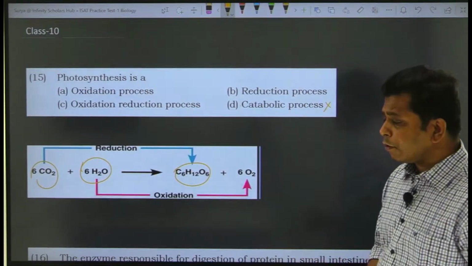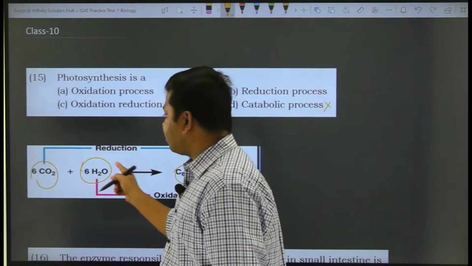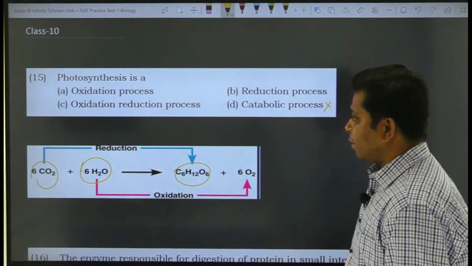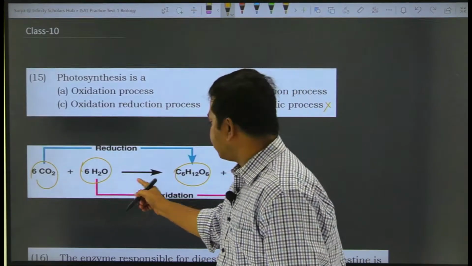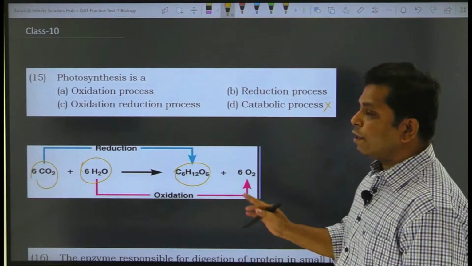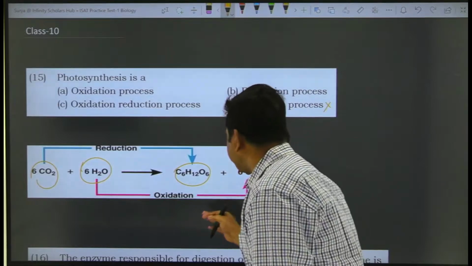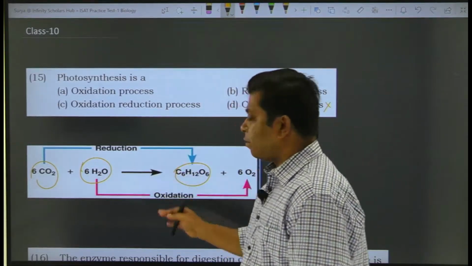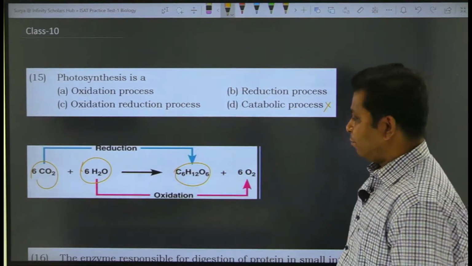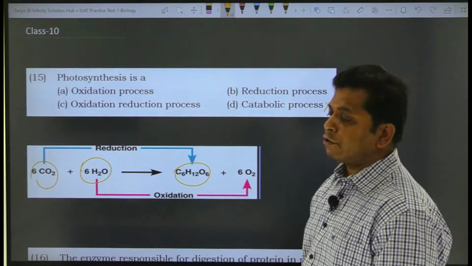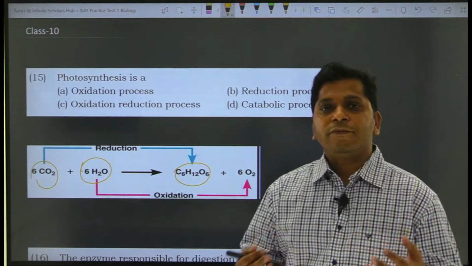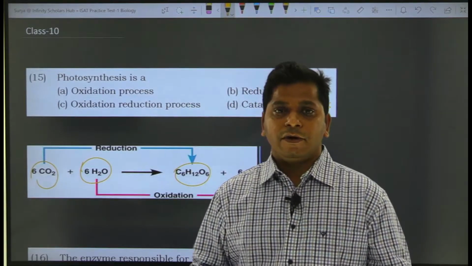If you look at the overall photosynthetic reaction, carbon dioxide is reacting with water and forming glucose molecule, and oxygen is getting released. Two things are happening here. An oxidation step is happening, and a reduction step is also happening. When water molecule is oxidized, it forms oxygen molecule. And what is the oxidation step? Donation of electron. Donation of electron is called oxidation.